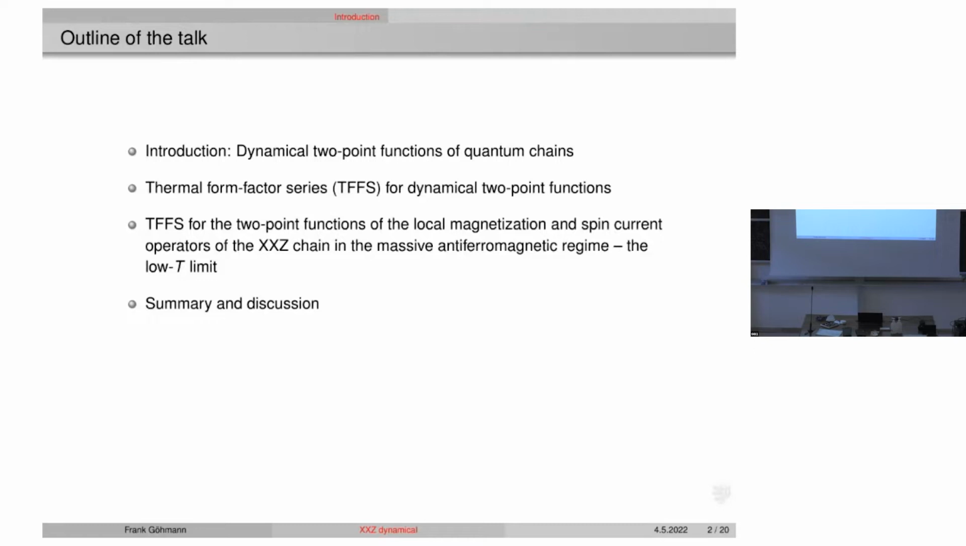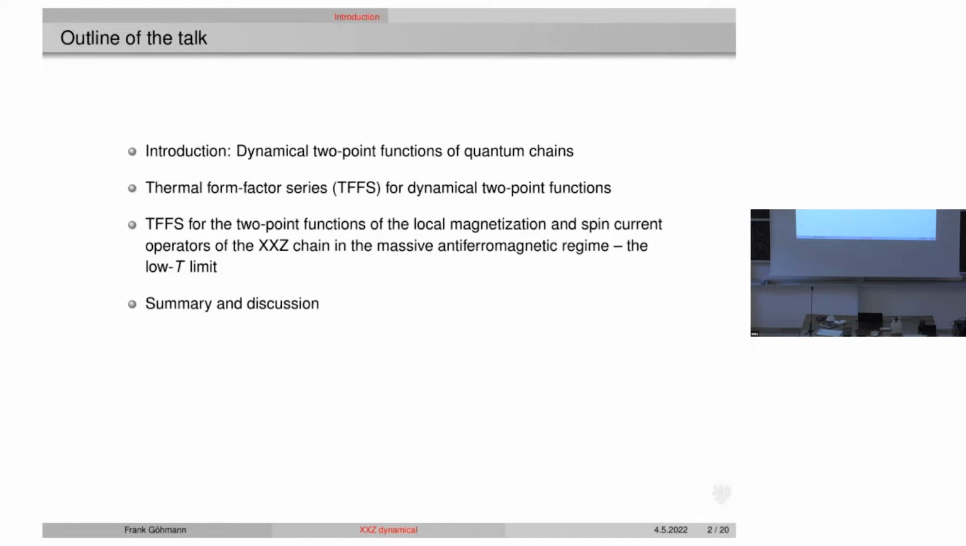So I'll talk about dynamical correlation functions of quantum integrable models. There's actually not so much known about dynamical correlation functions for integrable lattice models, and all the useful results I know are based on form factor series expansion. So expansion in terms of matrix elements of local operators between, say, ground states and excited states. But there's still a lot of choice.